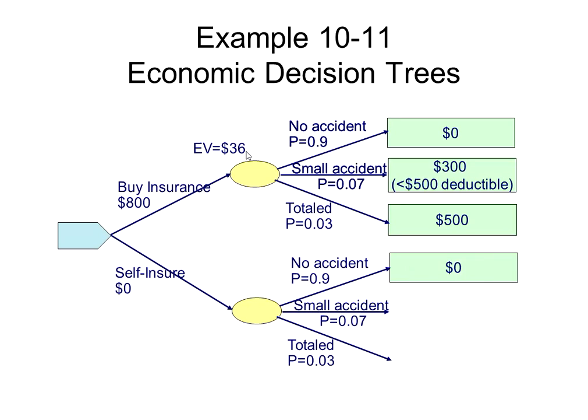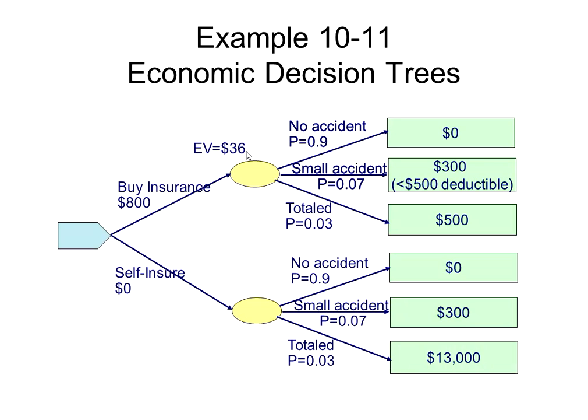self-insuring. So no accident, we still have 0. If it's a small accident, we're going to pay 300. That's how much it costs to fix it. And then if it's total, we have to buy the new car out of pocket. So that costs us $13,000. So then we again multiply these by their corresponding probabilities.